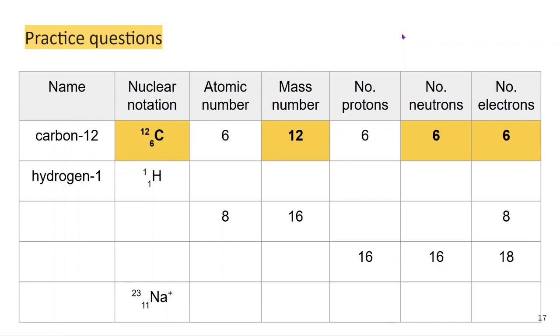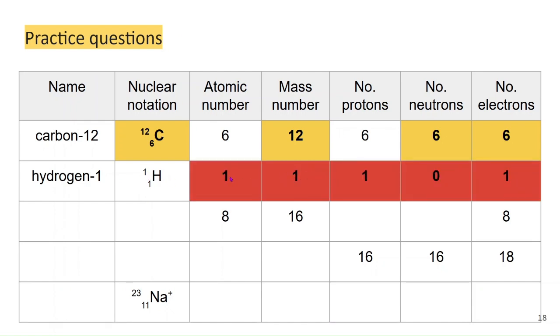Okay, so hydrogen. Hydrogen 1, we have 1 proton, and our mass number is 1, right? The atomic number of hydrogen is 1, 1 proton, 0 neutrons, right? Because our mass number is 1, and we have a proton already. And it's neutral, it's not an ion, so we have the same number of electrons as protons.